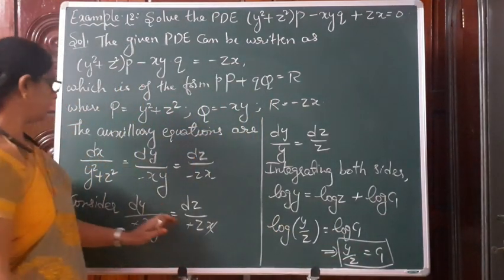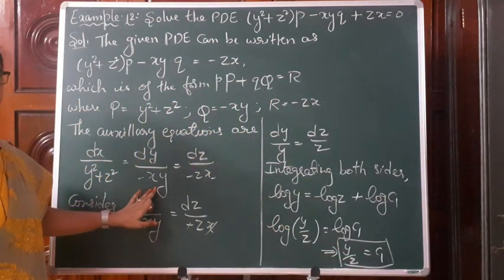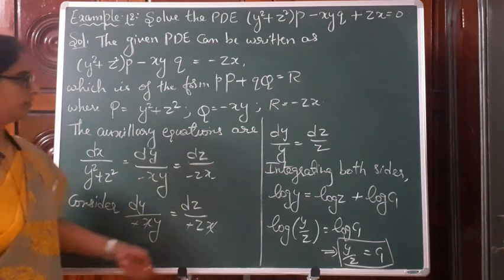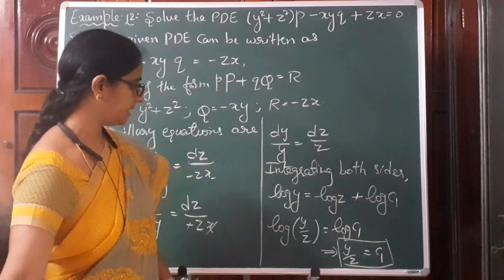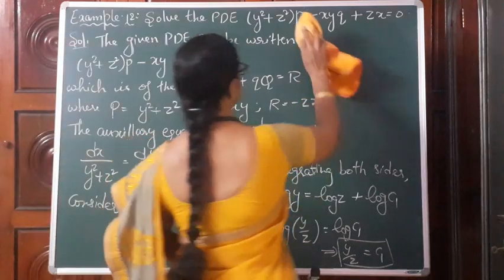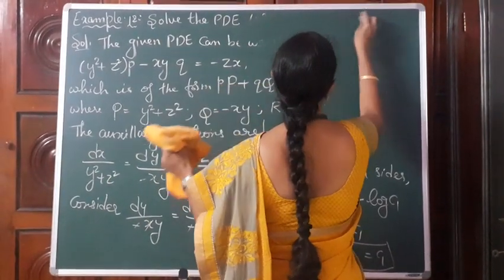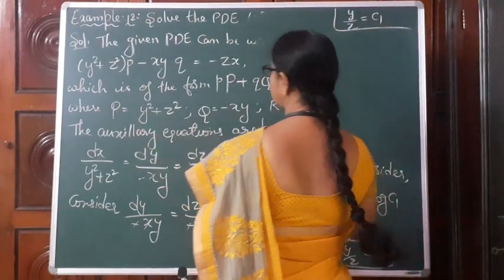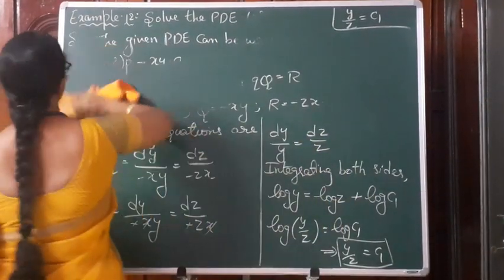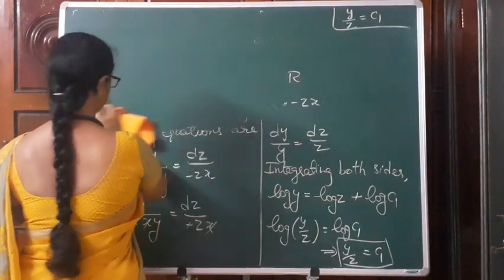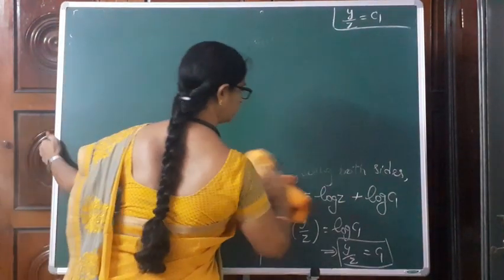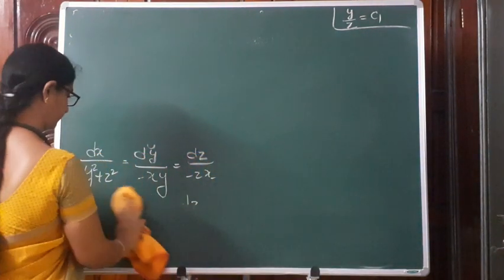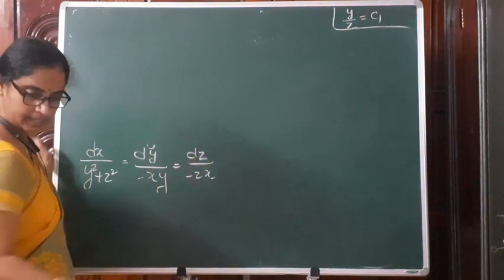Here we did not consider any multipliers, but we grouped these two terms and upon integrating we obtain the solution. y by z is equals to c1. So I write the first solution here. Now we try for the second one. So these are the auxiliary equations we have here.